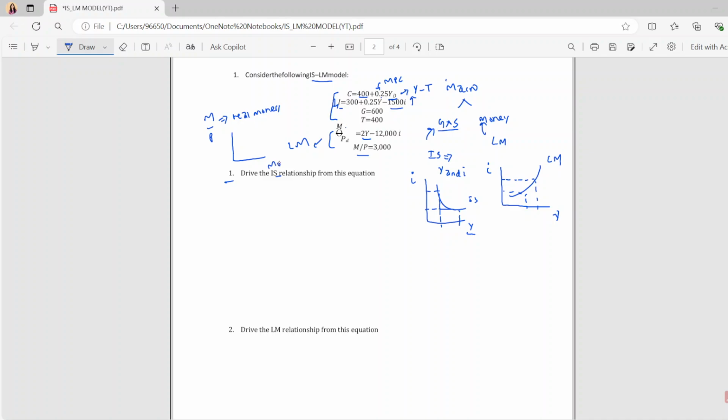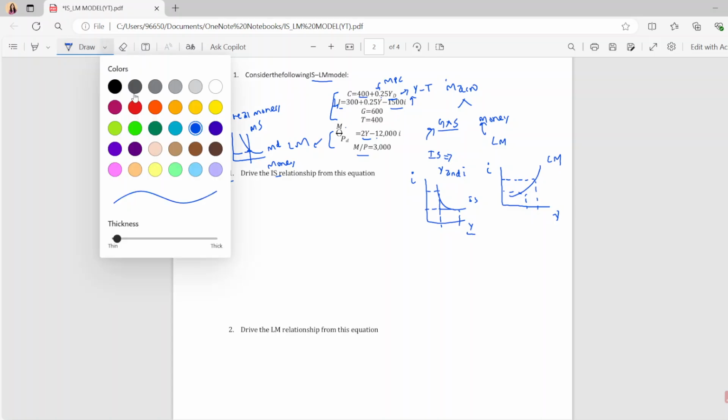If this is a money market, the quantity of money goes on this side, and the interest rate goes on this side. The money demand function looks like this, downward sloping, because it represents a negative relationship between money and the interest rate, and the money supply would be this, a straight line. This is the equilibrium interest rate, this will be the equilibrium money, and from here we'll be able to derive the LM curve.